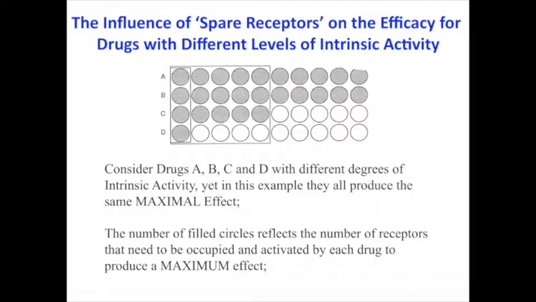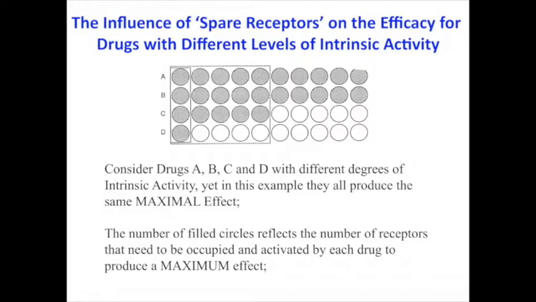They have different degrees of intrinsic activity, and they can all produce the same maximal effect. So this will be a system with some spare receptors. Let's say the number of filled circles represents the number of receptors you need to occupy by that drug to get the effect. So drug A has to occupy all 10 receptors to get the maximum effect. On the other hand, drug D, even though there are 10 receptors there, only has to occupy 1 receptor to get that maximum effect. Why?